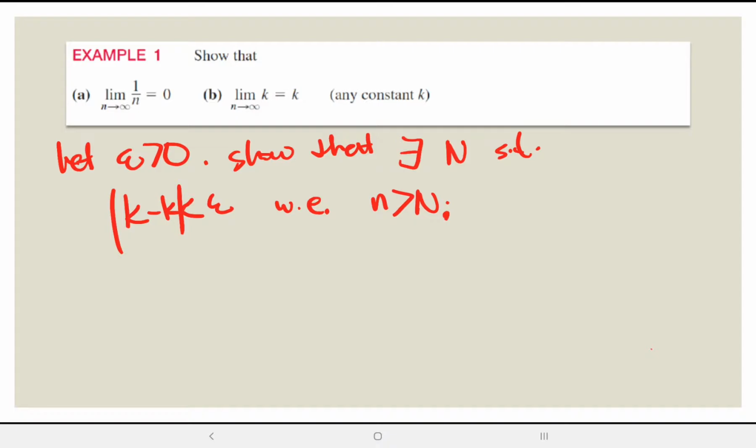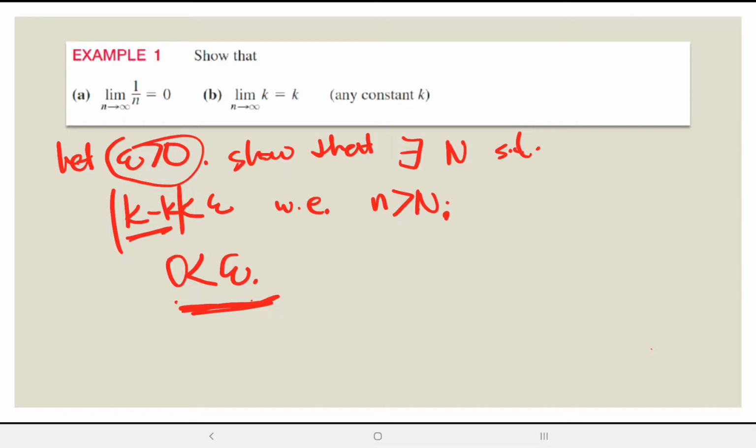Okay? So, since k minus k, this value is equal to 0, we have 0 is less than epsilon. But we know that epsilon is a positive number. So, hindi siya nakadepende sa value ni small n. So, regardless of the value of n, we will have 0 to be less than epsilon. Kasi nga, sinet natin si epsilon ay greater than 0.